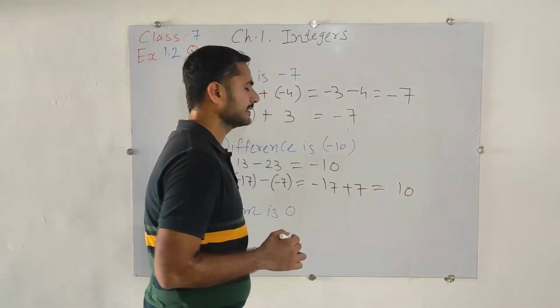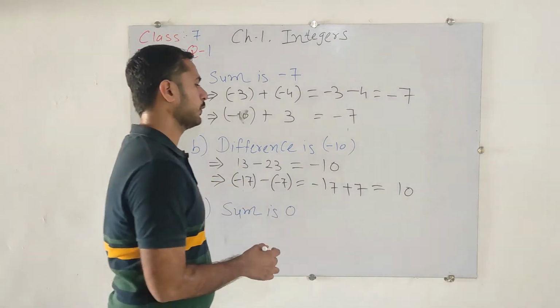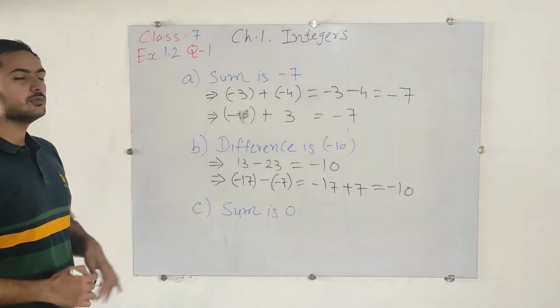And we have to place the sign for the bigger number. Which is the bigger one? 17 is the bigger one, and that's the negative. So we will place the negative sign over there. Now the sum should be 0.